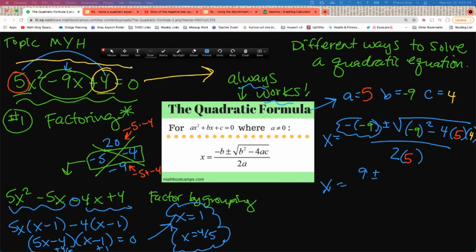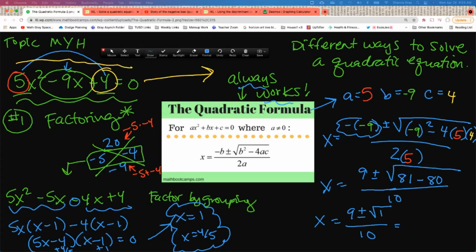So really that's 9 plus or minus the square root. And then underneath the square root symbol, I have 9 squared. So -9 squared, right? So it's 81. And then 4 times 5 times 4. So that's 20 times 4, which is 80. So I'm going to subtract 80, and then I'm going to divide the whole thing by 10. So if I keep going, 9 plus or minus the square root of 1 all over 10.